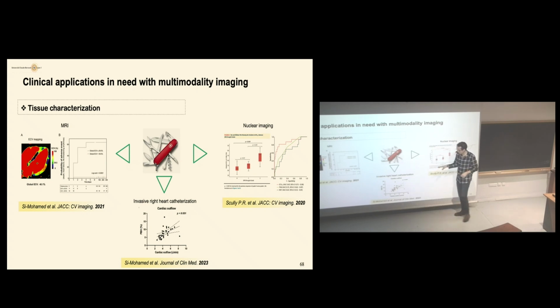I'm showing this slide because I put it in an eco-responsibility course. It's funny, now we are talking about green radiology. It's really important, yes. As a green radiologist, I was saying, okay, so now what if we delete MRI? What if we delete invasive right heart catheterization? And what if we delete nuclear imaging?